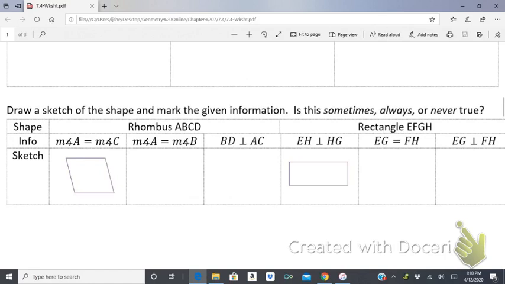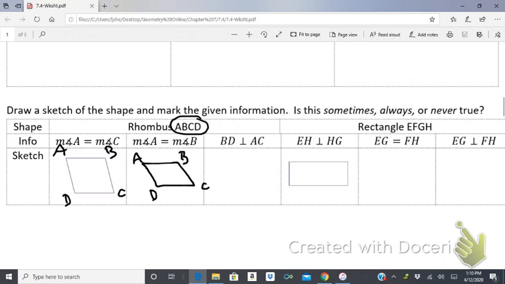Okay? So let's look here. The way that we label all these, see how it says A, B, C, D? Always label them like this: A, B, C, D. Go in alphabetical order clockwise around the picture. So this is going to be something like this. I'm going to do a couple of these for you so you can see them. A, B, C, D. Now the question is, are they sometimes, always, or never true?